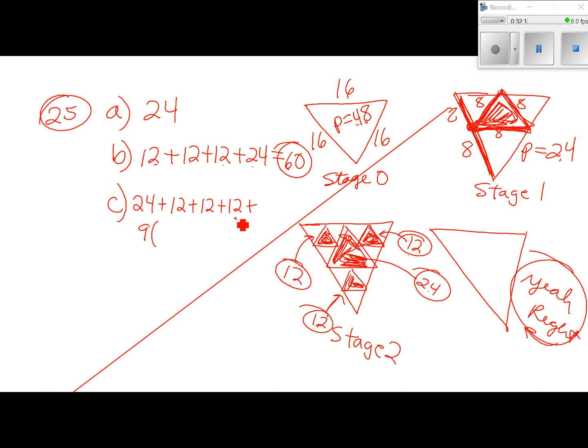Well, if the last triangles were 12, it's going to be half of that, so it's going to be 6. 9 times 6 is 54. So those little bitty triangles, there's 9 of them, and each one has a perimeter of 6, because we're taking half of it, so we just add all that up. Well, we already added up 24, 12, 12, and 12. That was 60, and now we're just going to add on the 54. 60 plus 54 is 114. That should be our answer. 114 is the perimeter of all the shaded triangles in stage 3.